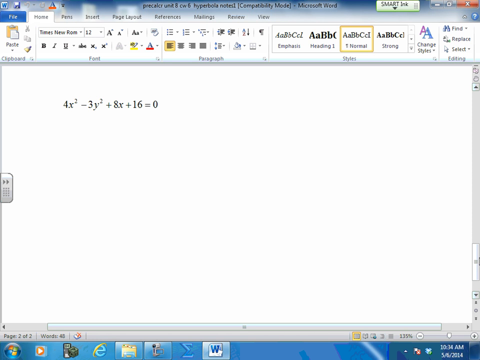Alright, so we notice we have two squares. One is positive, one is negative. It tells us hyperbola. So we're going to group together your x's, and we're going to group together your y's. Oops, sorry. No other y there, right? No other y. And we're going to move this guy to that side. Negative 16, yes, thank you.